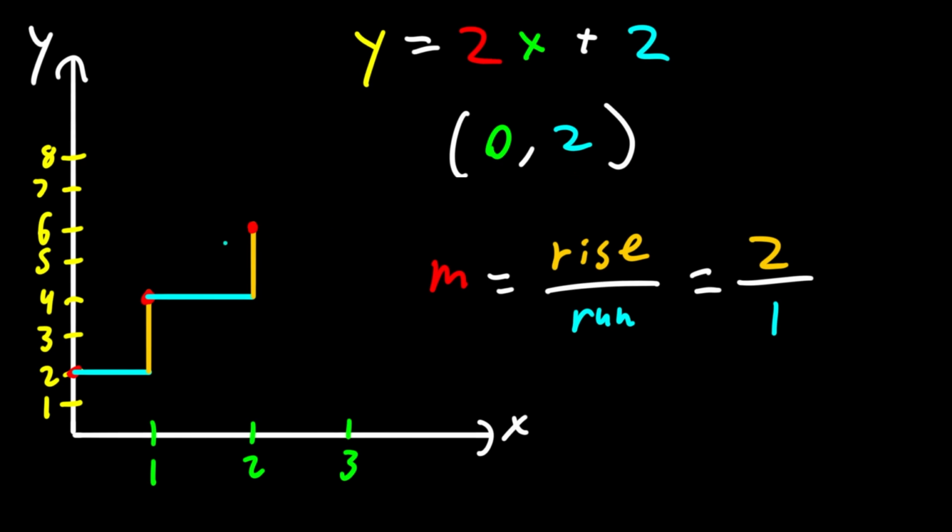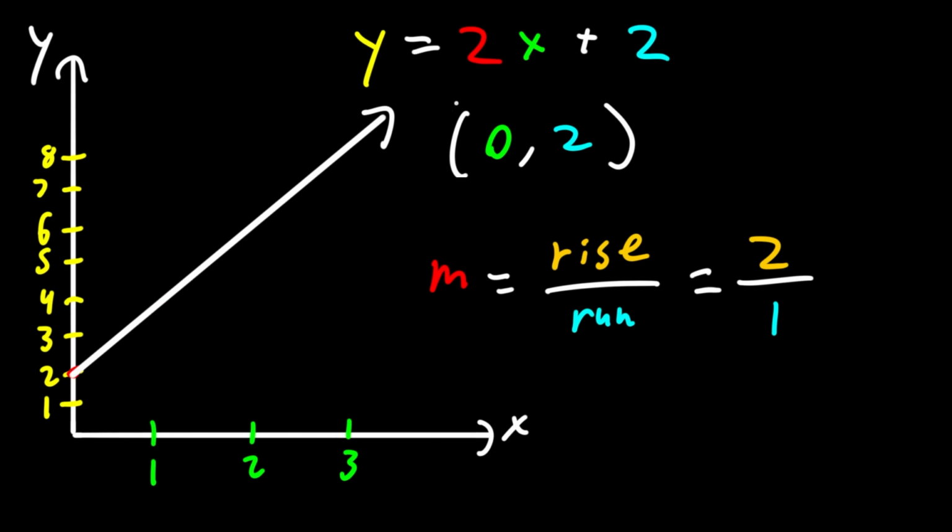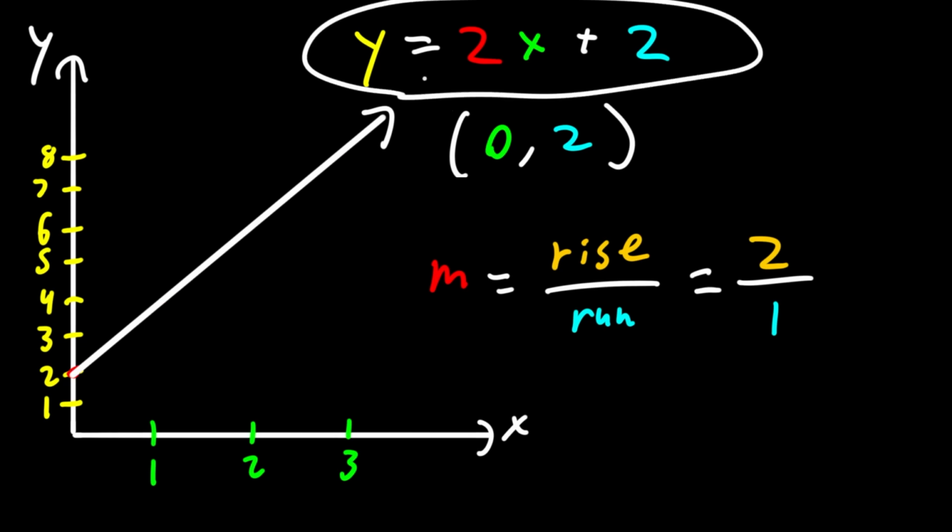And then we're going to run 1 more unit to the right. And then we're going to go up another 2 units. We're going to go up to 8. So this is our fourth point. And now, let's connect the dots. It's not going to be perfect, but that's okay. And then we're going to draw an arrow to show that it's going on forever. So this is the graph of y equals 2x plus 2.